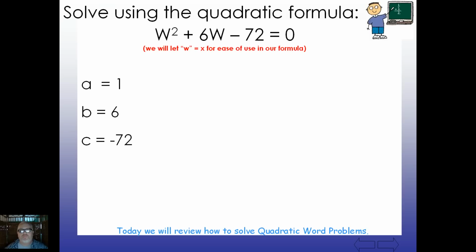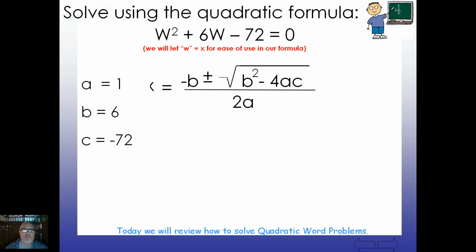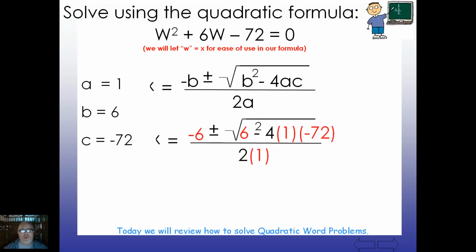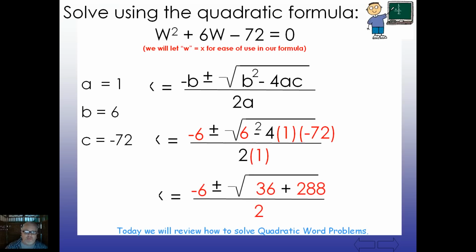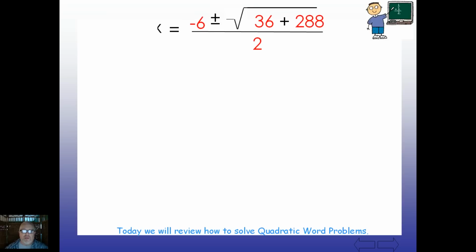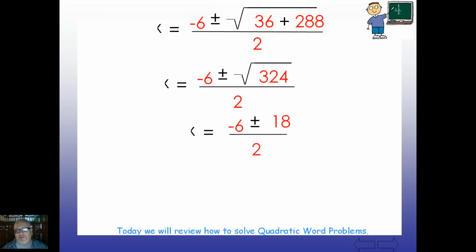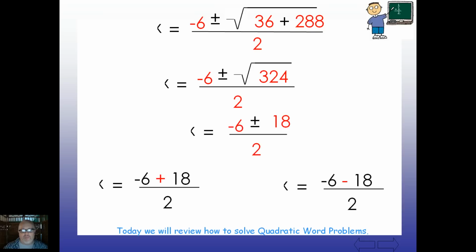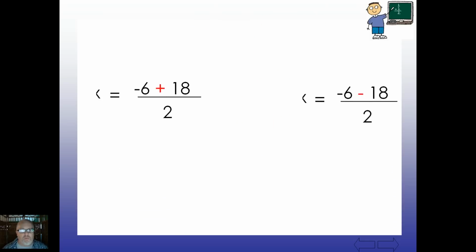Alright then, how about this? Did you take B and plug a 6 in there? A, you should have plugged in a 1, and C, negative 72. Do some careful math there. 6 squared is 36. Multiply backwards, you get 288. Add those guys together, and we end up with 324. I hope 324 is a perfect square. I think it is. Take your calculator, punch it in, and you're going to get 18. So you have negative 6 plus or minus 18 over 2, and now split it into two equations and solve.